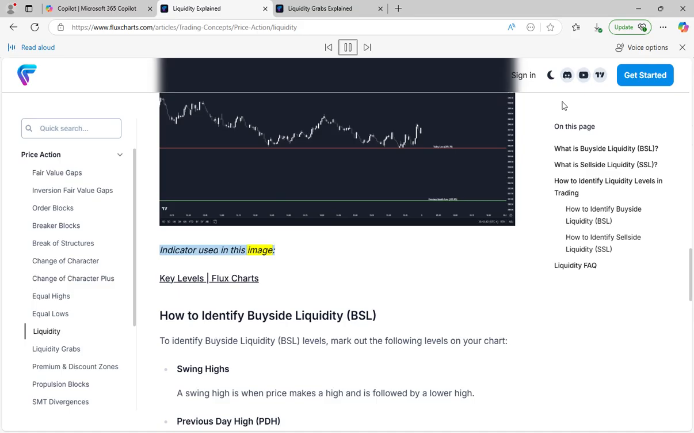How to identify liquidity levels in trading. Indicator used in this image: Key Levels by Flux Charts. How to identify buy-side liquidity, BSL. To identify buy-side liquidity levels, mark out the following levels on your chart. Swing highs. A swing high is when price makes a high and is followed by a lower high.